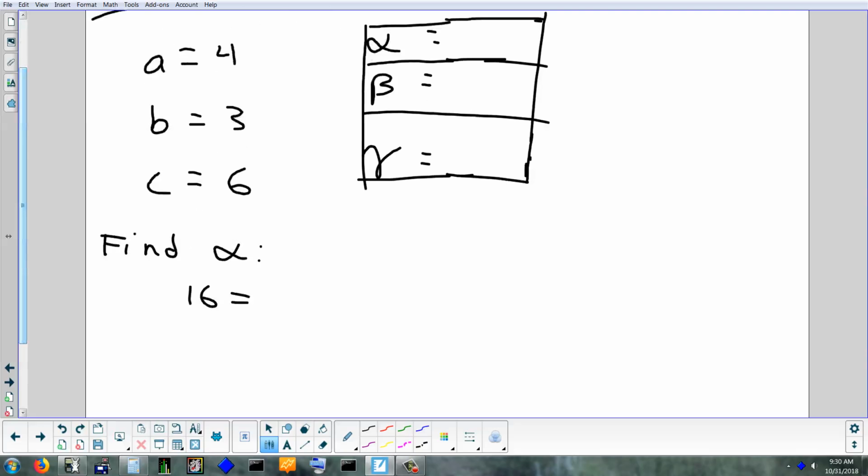So a squared equals 3 squared plus 6 squared. All right, so I'm just kind of doing it as we go this time. So a squared equals b squared plus c squared. And then minus, and then in parentheses 2bc, so 2, 3, 6. And cosine alpha. Yeah, we're finding alpha. So cosine alpha.